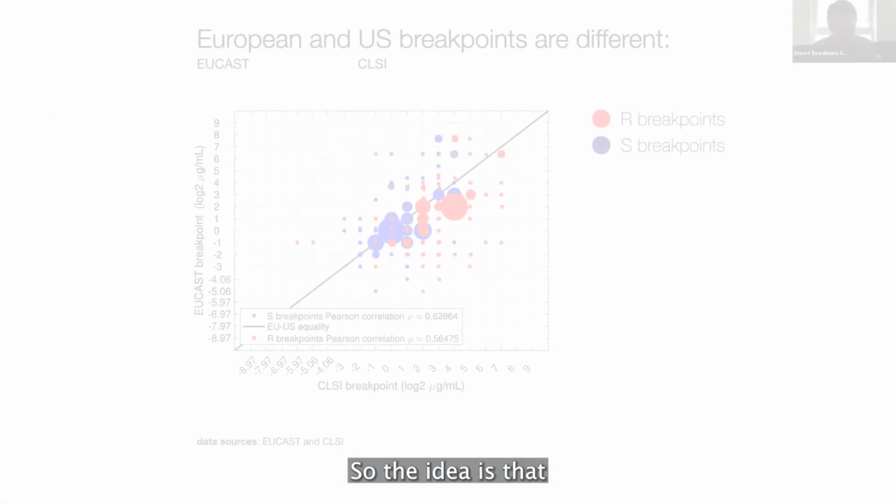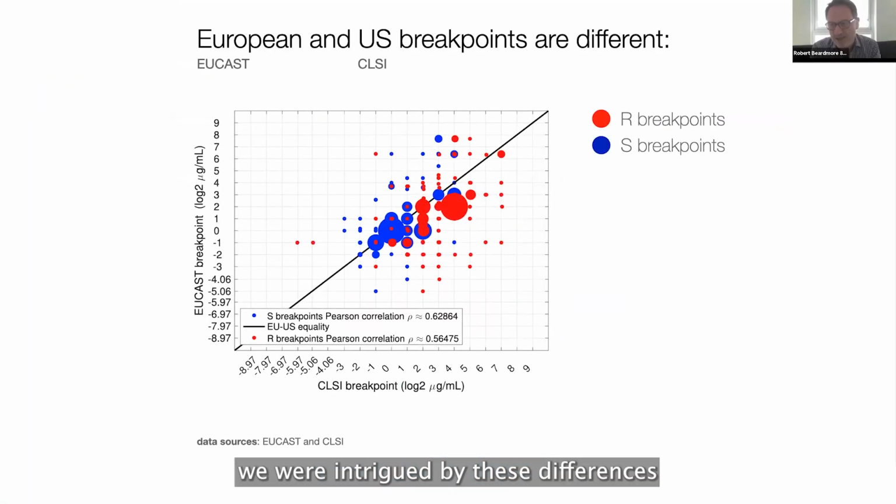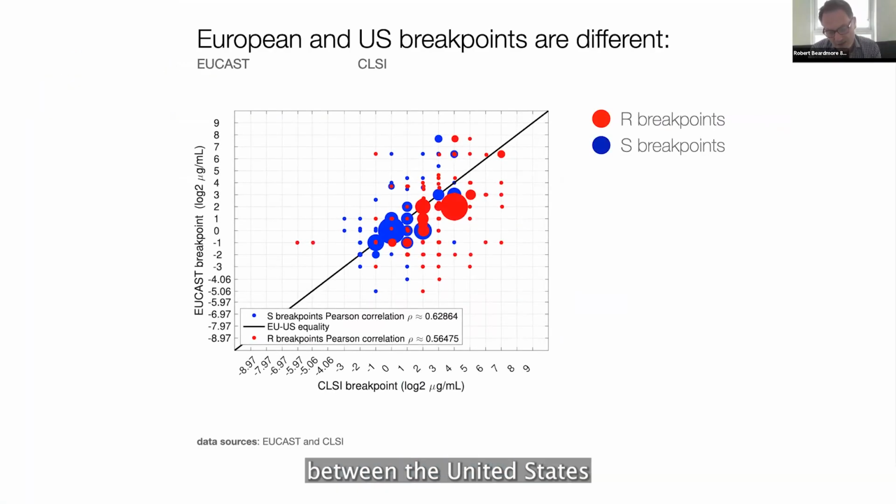So the idea is that we were intrigued by these differences between United States and European breakpoints, as published by CLSI on the one hand and UCAST on the other. On this plot, the R breakpoints are red and the S breakpoints are in blue, and you can see the scatter plot from the paper where American breakpoints have been plotted against European ones. And in the scatter plot, the correlation isn't high.